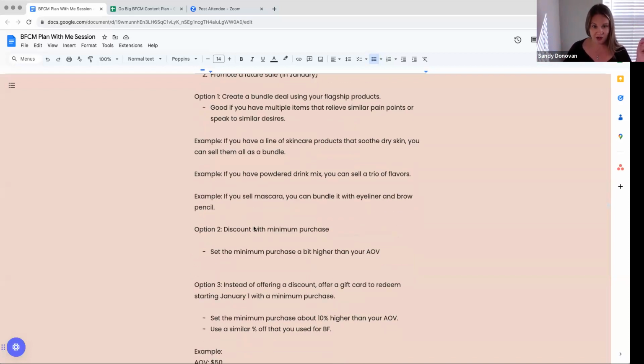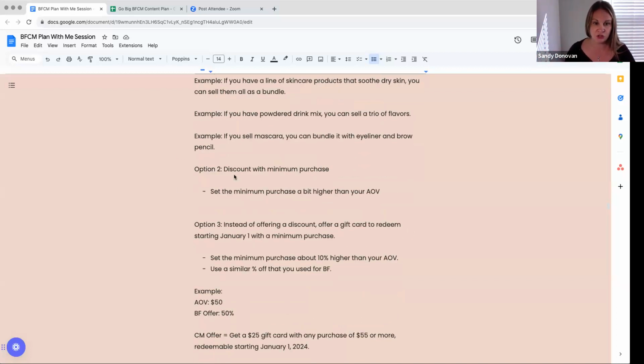You can also offer a discount with a minimum purchase. So if you only have one product, or if you don't feel like you can make a good bundle, then you can just set a minimum. So look at what your average order value was for the last 30 days. Bump it up, I would say about 10%, and say, if you spend, say your average order value is $50, if you spend $55 on Cyber Monday, you're going to get this discount. Okay. So those are two options.